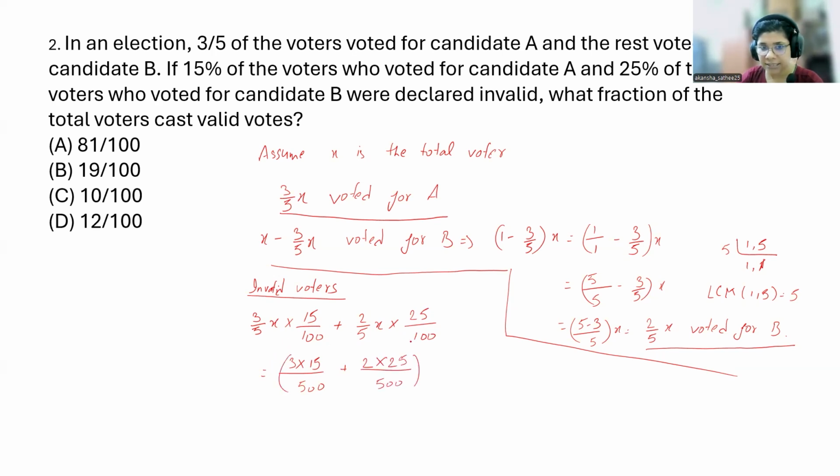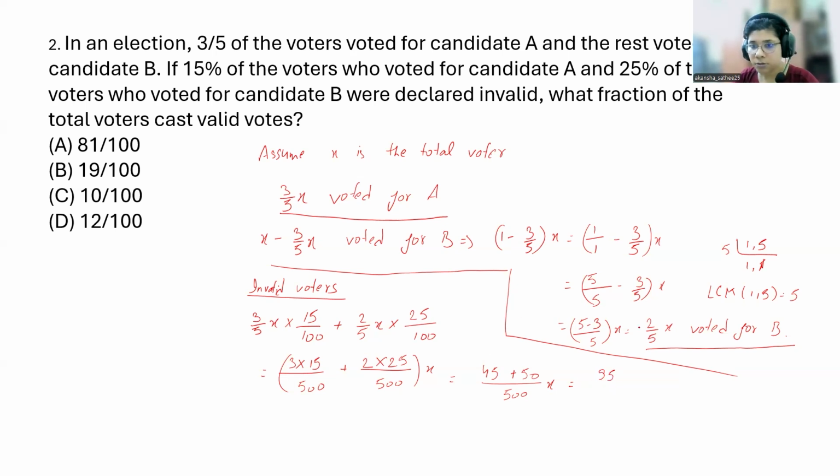Outside you have X. X is common for both. Let me write X over here. So now this is equal to, the denominators are the same, so you don't need to take LCM and all. So 3 into 15 is 45 plus 25 into 2 is 50 upon 500 X. These are the invalid ones. So in total, it is 95.